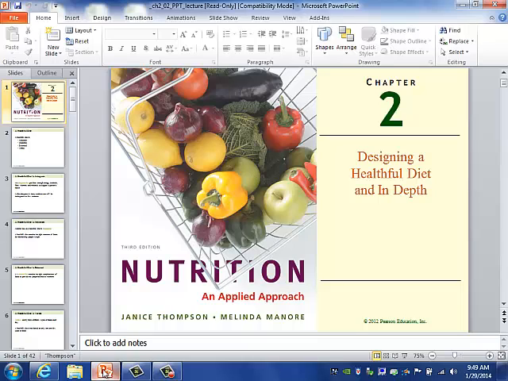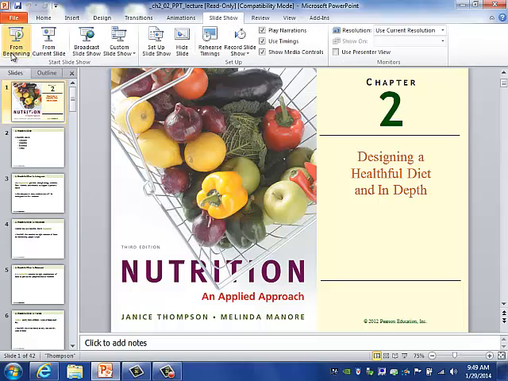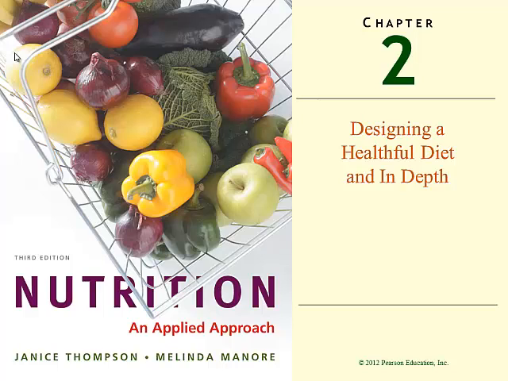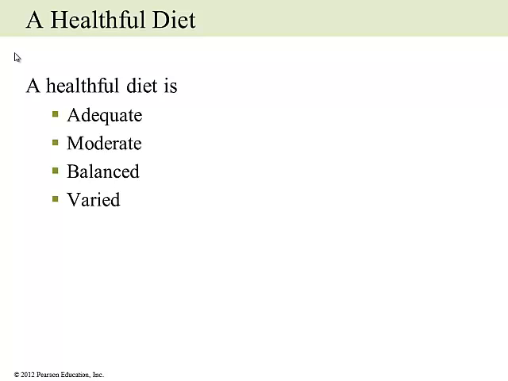Good. All right, so let's do Chapter 2. This chapter talks a little bit about, now that we understand what we need for a healthful diet, how do we plan it? What do we need to have in our diets to make sure that we get the energy we need to carry on all of our reactions of metabolism? And not only the energy we need, but what else do we need besides energy?